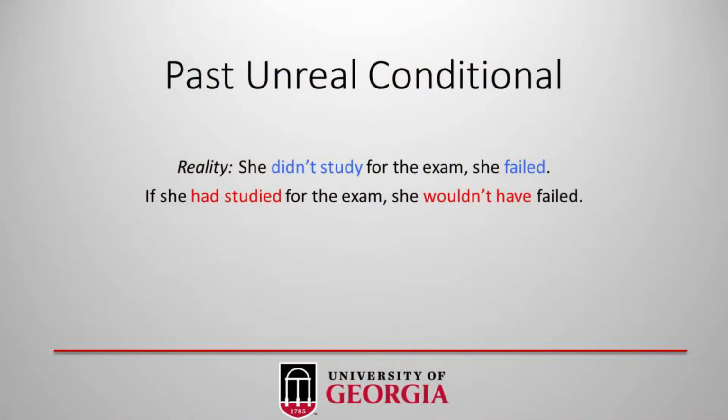I use the past perfect here. In my reality statement, I use the past tense. So the verb shifts to the past perfect tense. It also shifts from being a negative statement to a positive statement. Didn't study becomes had studied. That's a positive statement. In the result clause, I have she wouldn't have failed.